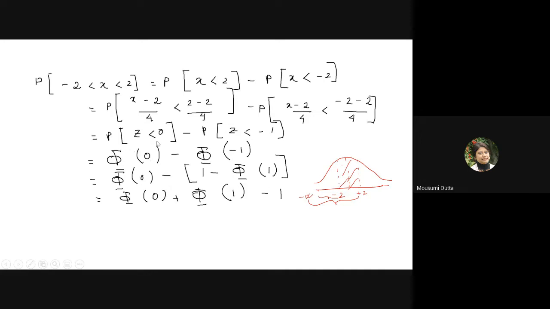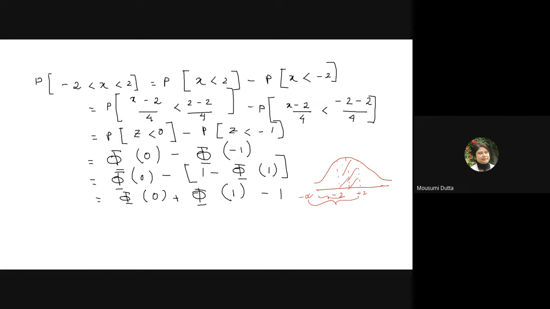So since both the things are given in less than sign, directly we can write it as phi of 0 and phi of minus 1. If the sign is greater than, then I have to write 1 minus, because I cannot calculate the area to the right. I can calculate the area only to the left of a certain point. Now here both are giving the indication of left. So capital phi of 0 minus capital phi of minus 1.